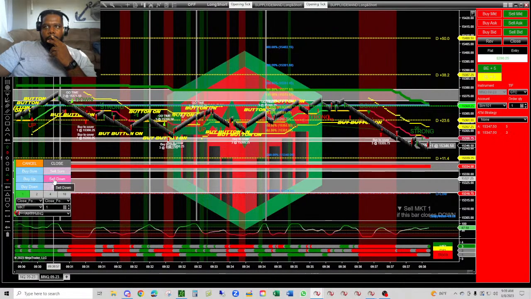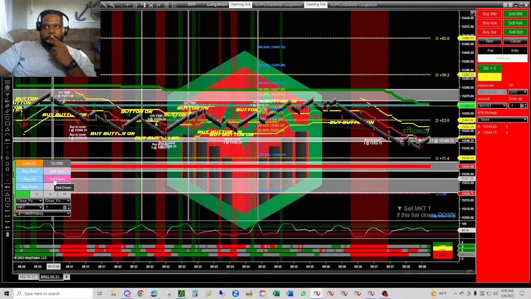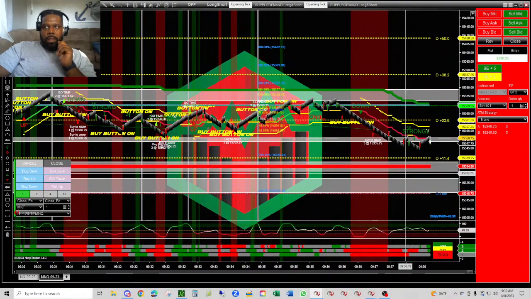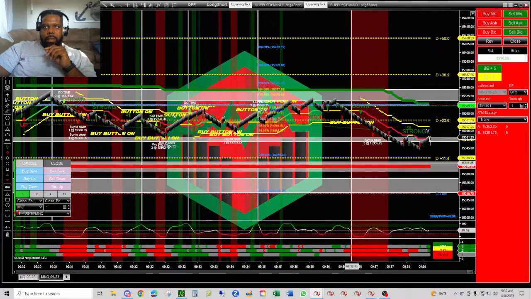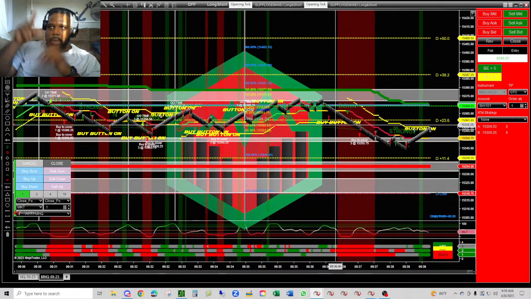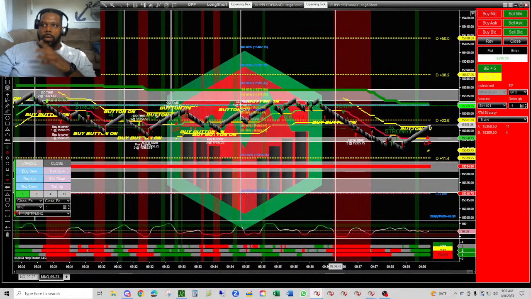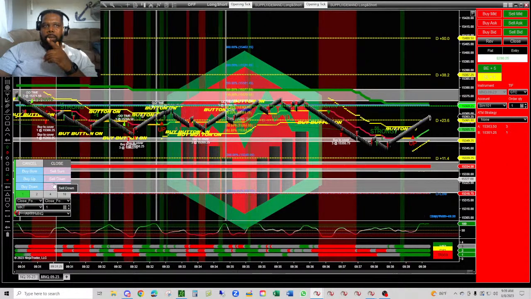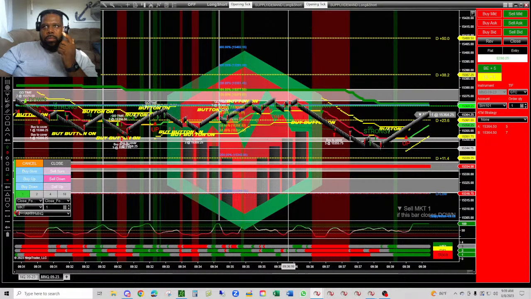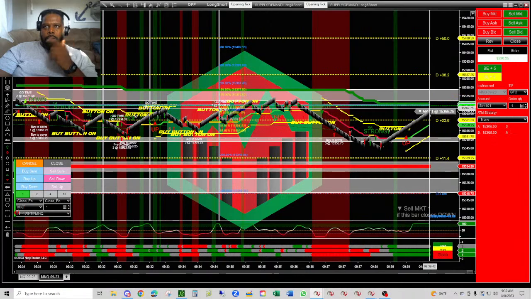I'm not really liking what's going on here. I need them to break out of this area right here. Sometimes it can ping pong back and forth and you don't know what's really going on. MFI 100. If it goes down, now it's going back up to the open price, which was resistance before.